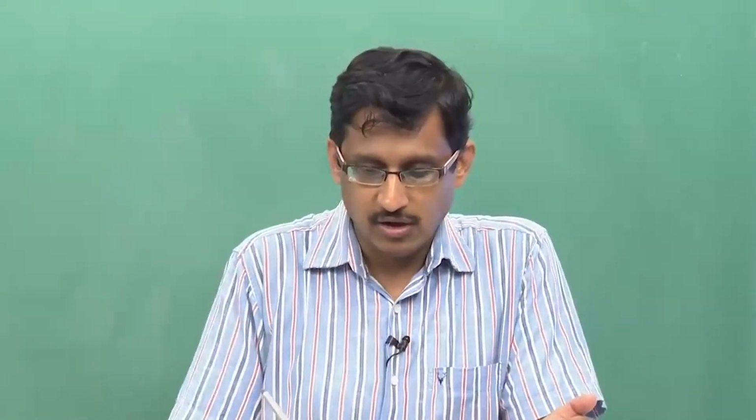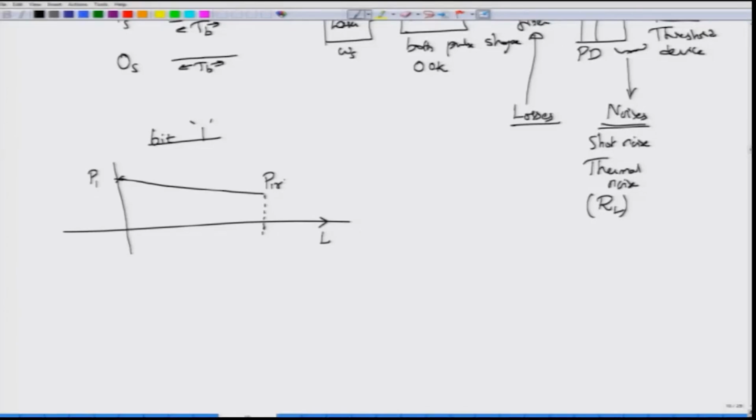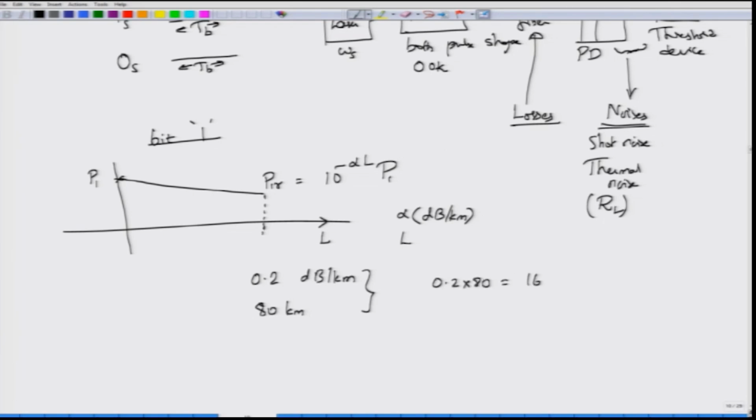So, at this point the received optical power, we can write this as P1R, will be given by 10 to the power minus alpha into L times P1, where I have used 10 to the power minus alpha L because alpha is measured in dB per kilometer, and L of course is the fiber length. So, if for example the losses are 0.2 dB per kilometer, then if I go a length of 80 kilometers, the total losses will be 0.2 into 80, which is 16 dB.